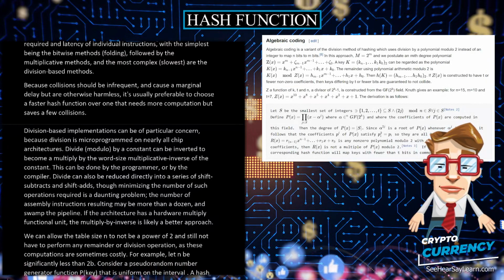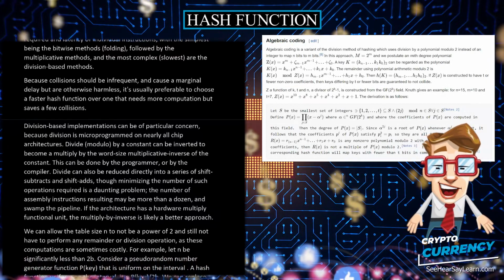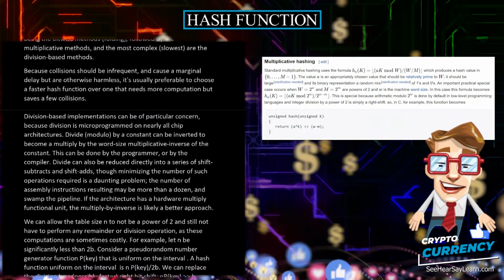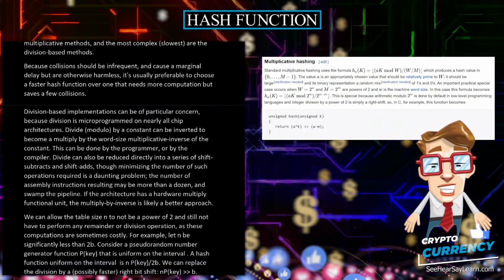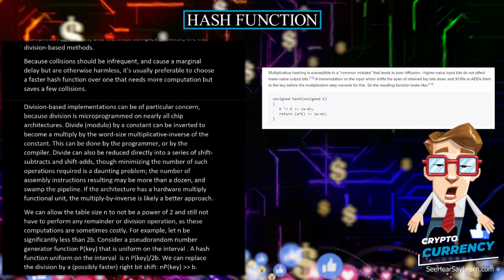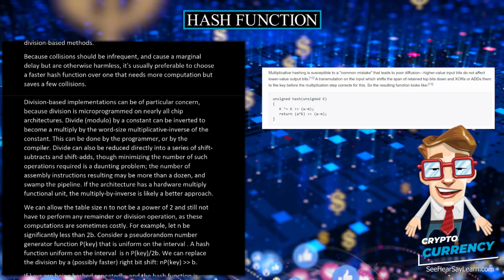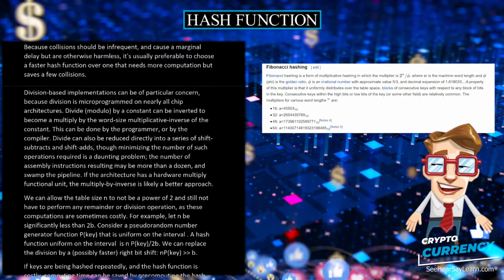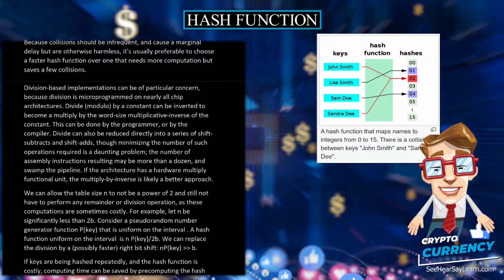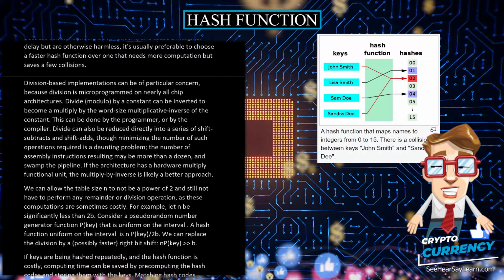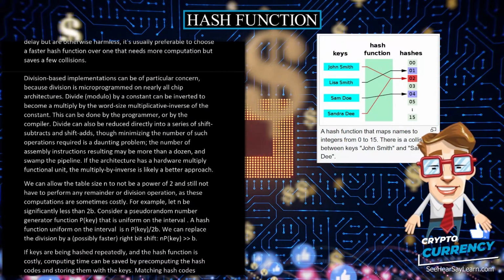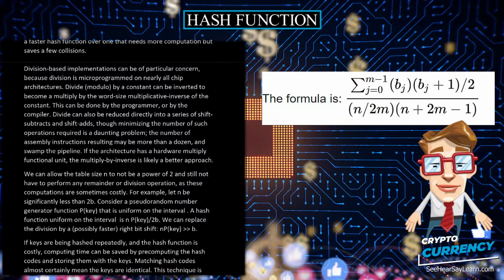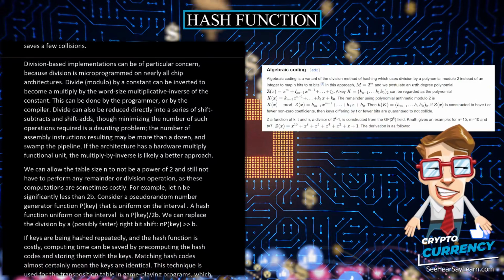We can allow the table size n to not be a power of 2 and still not have to perform any remainder or division operation, as these computations are sometimes costly. For example, let n be significantly less than 2^b. Consider a pseudo-random number generator function p(key) that is uniform on the interval [0, 2^b - 1]. A hash function uniform on the interval [0, n-1] is n p(key) / 2^b. We can replace the division by a, possibly faster, right bit shift, n p(key) >> b.